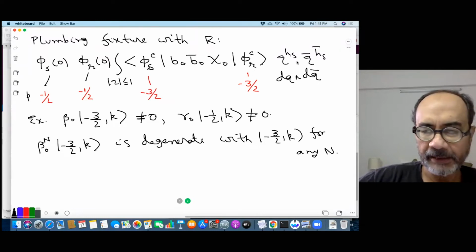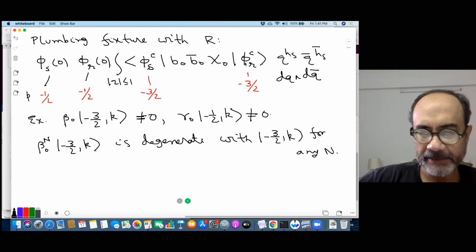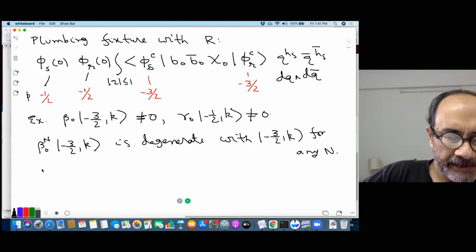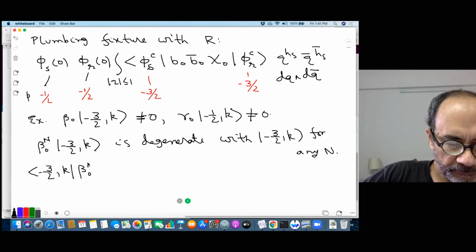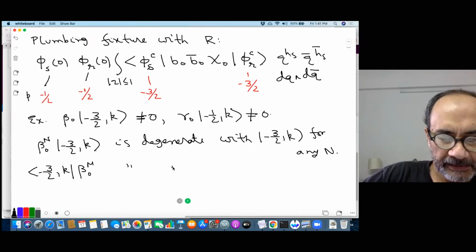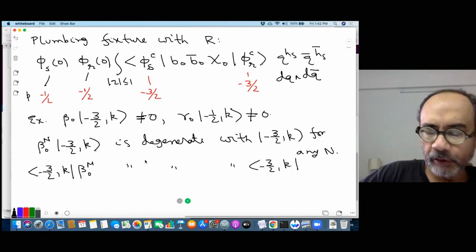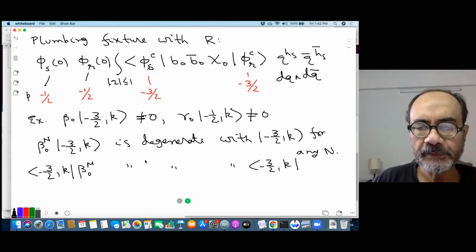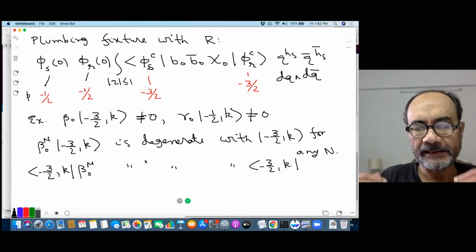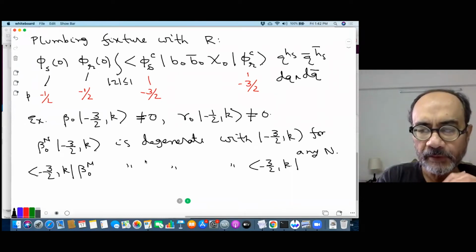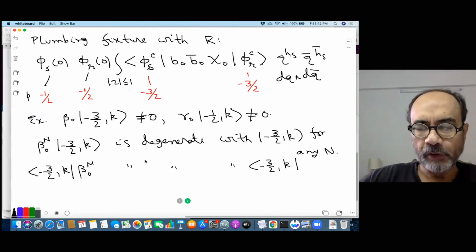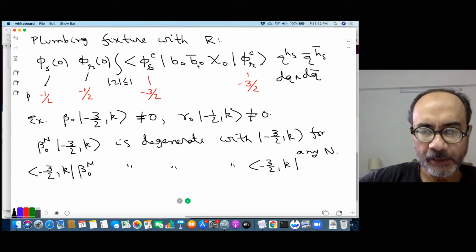Similarly, here I could have replaced this hs by hr, because they have the same conformal weight. Similarly, instead of phi sc, we can take minus 3 half k with beta 0 to the m. This is again degenerate with minus 3 half. So a priori this has a problem that we have infinite degeneracy of basis states, which do not get suppressed. So if you try to sum over R and S, you may run into divergence.